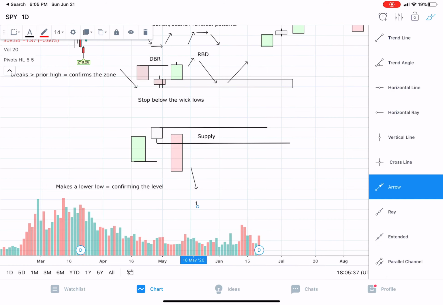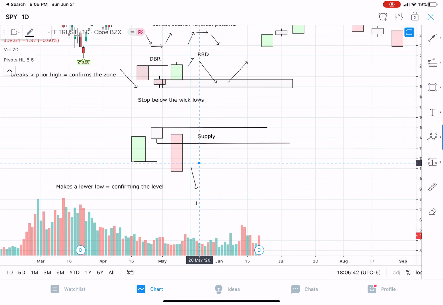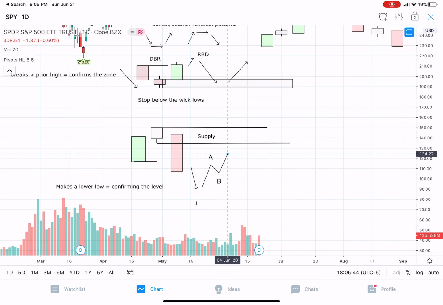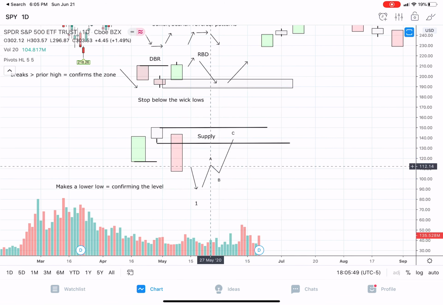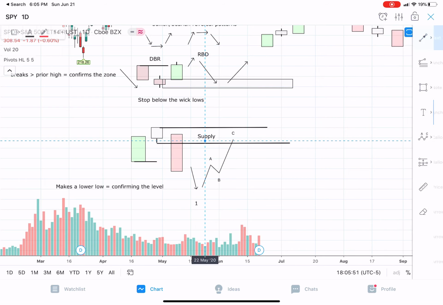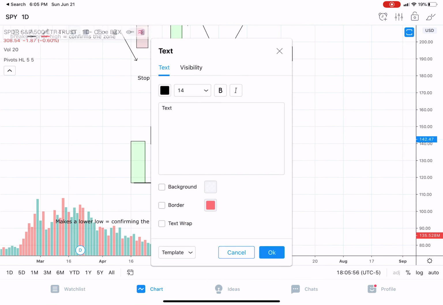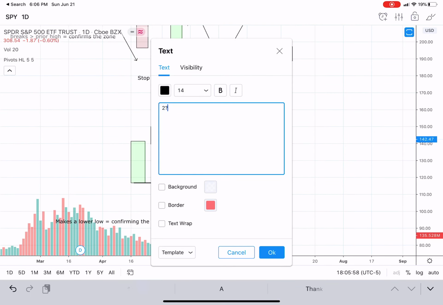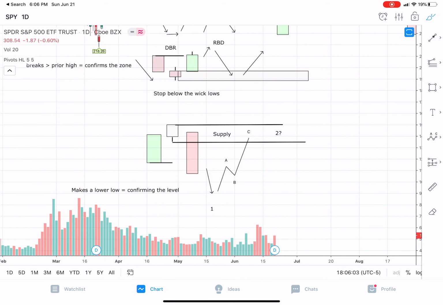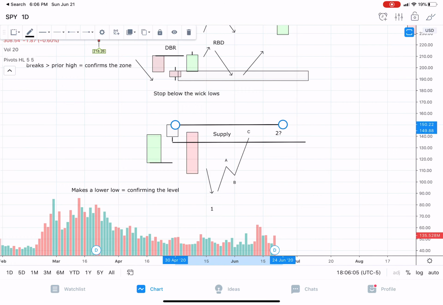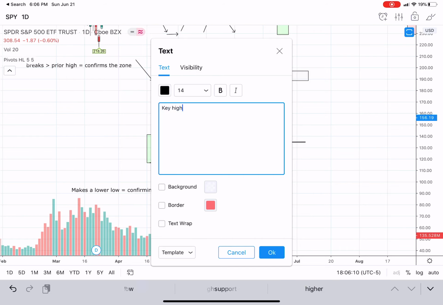and then you get your relief bounce up, or your ABC move up. We got our ABC up here, and the key part here is the lower low, right? So you get your wave two, and the idea is that this becomes a key high. That's why on my charts I'll write key high.